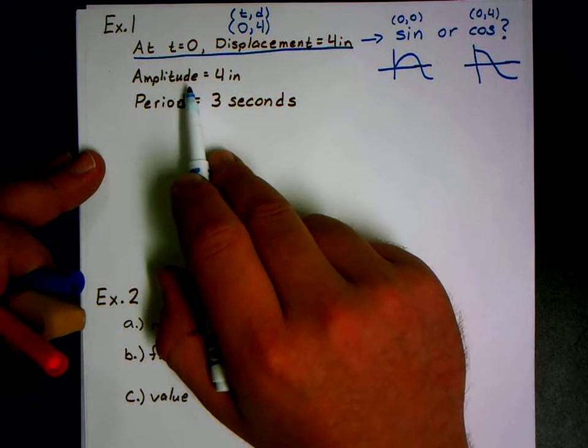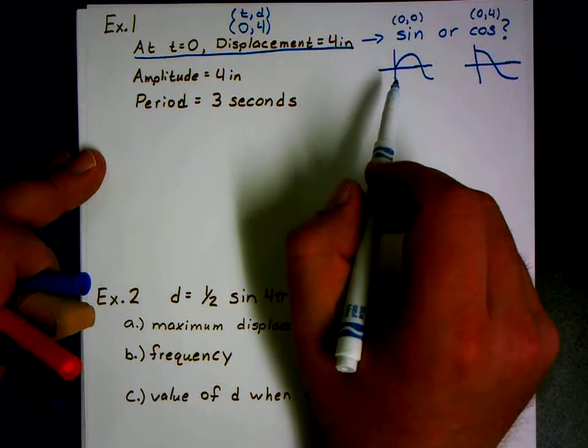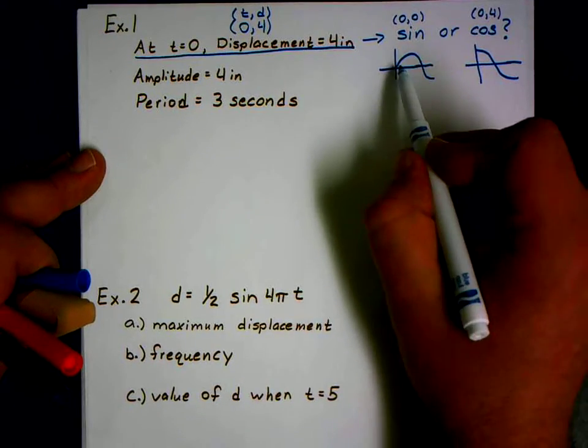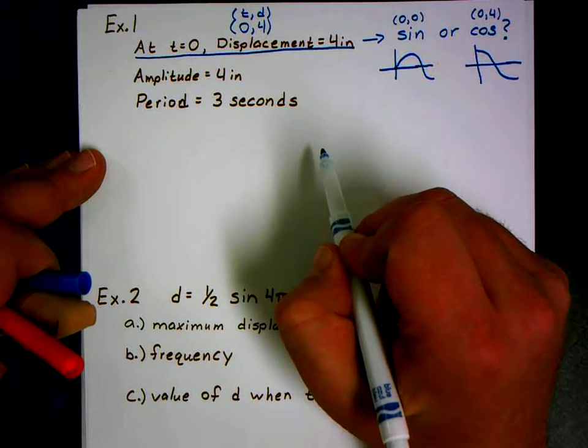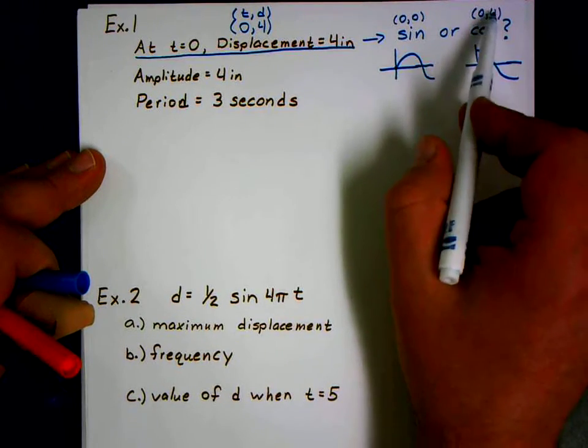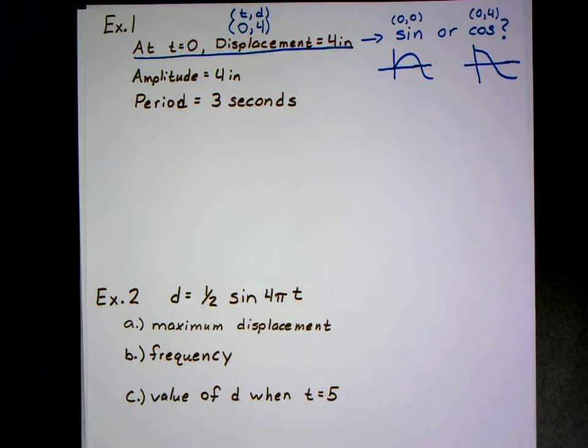With this first statement, if you get an ordered pair that's (0, 0), that means you have sine, because your sine graph always starts at (0, 0). If you get an ordered pair that looks like 0 and then another number, that's going to be cosine, because cosine always started at the top of a function.